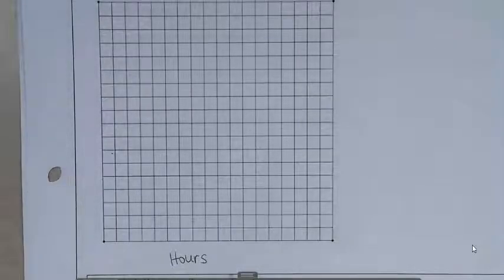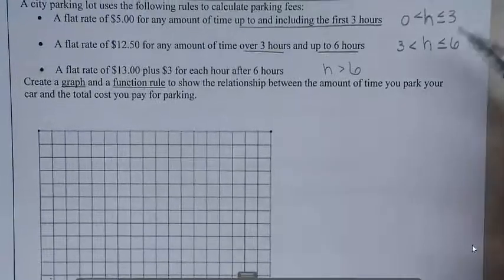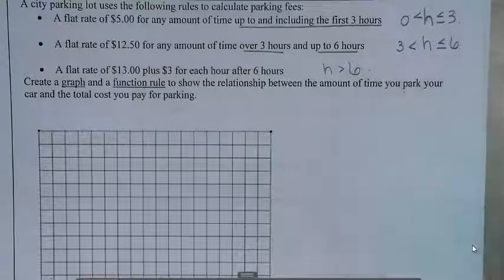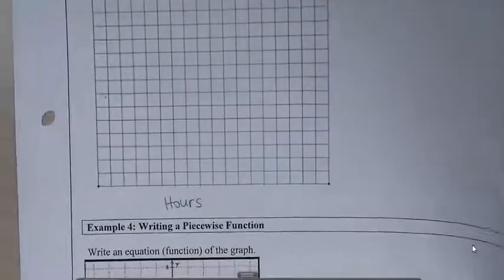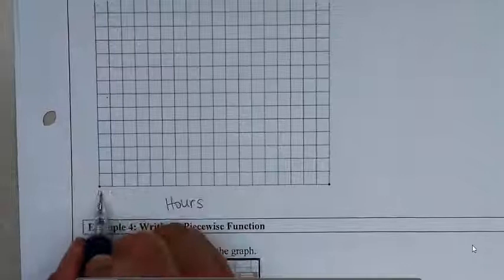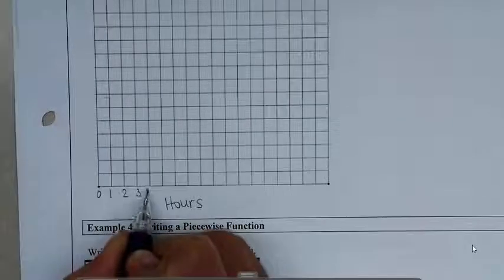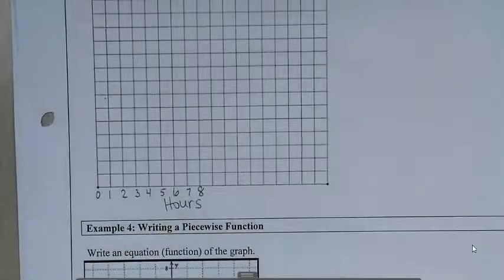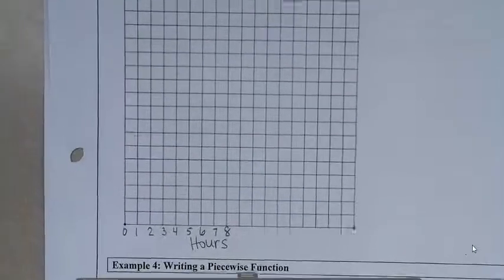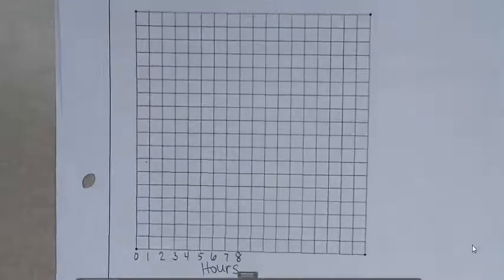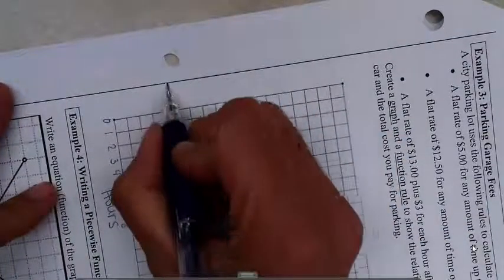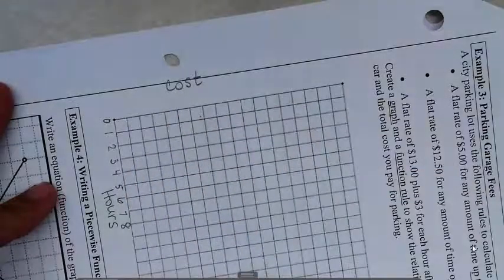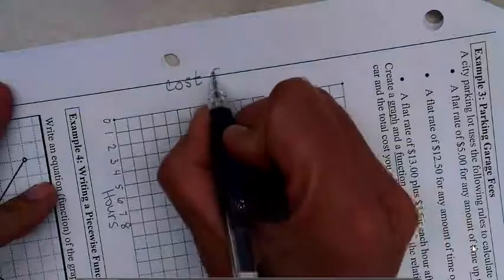I know we're referencing 3 hours, 6 hours, so anything greater than 6 hours. I don't know if I'm going to label every single hour here, but I'll go 0, 1, 2, 3, 4, 5, 6, maybe a couple after 6, okay? And then my cost from there, that's going to be my output, right? Because the amount of money that you pay at a parking garage is totally dependent on how long you park there. So this is going to be my cost in dollars.